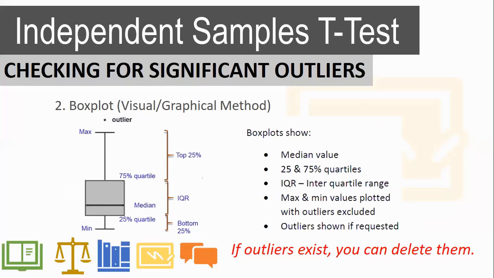And the maximum and the minimum values plotted with outliers excluded. These minimum and maximum values refer to the lower bound and upper bound introduced in the IQR method. And outliers are shown if requested in the software. These are points outside the minimum and the maximum values. Now, if outliers exist, you can just delete them.